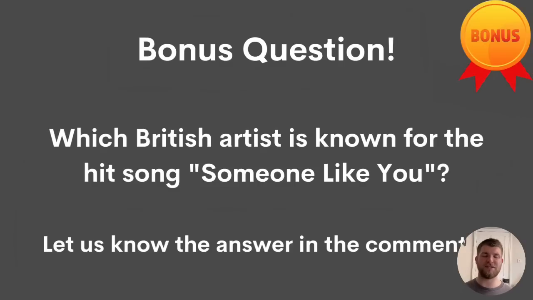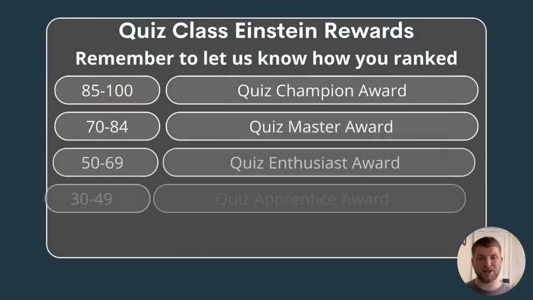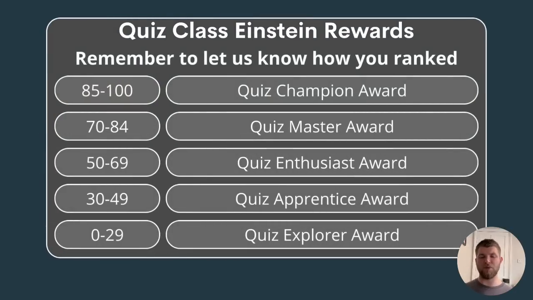And whilst you're there, you can let us know how many points you scored, because that is the end of our quiz. Look at our quiz class Einstein rewards. Are you a champion, master, enthusiast, apprentice, or explorer? Look at that score between 0 and 100 and let us know in the comments.